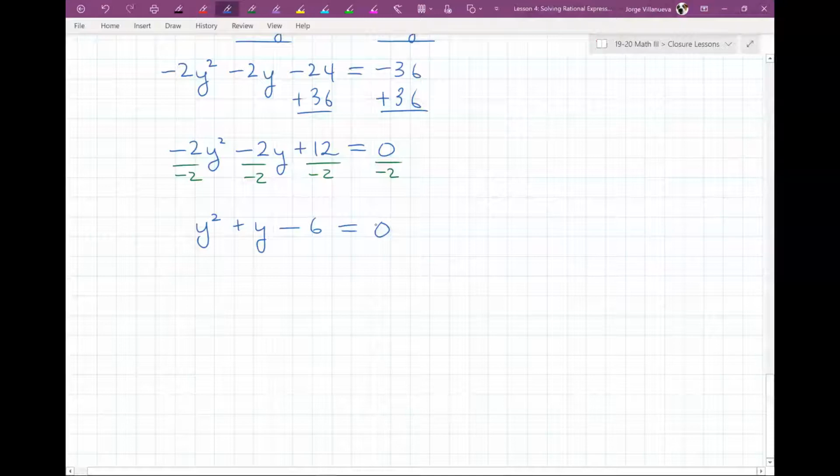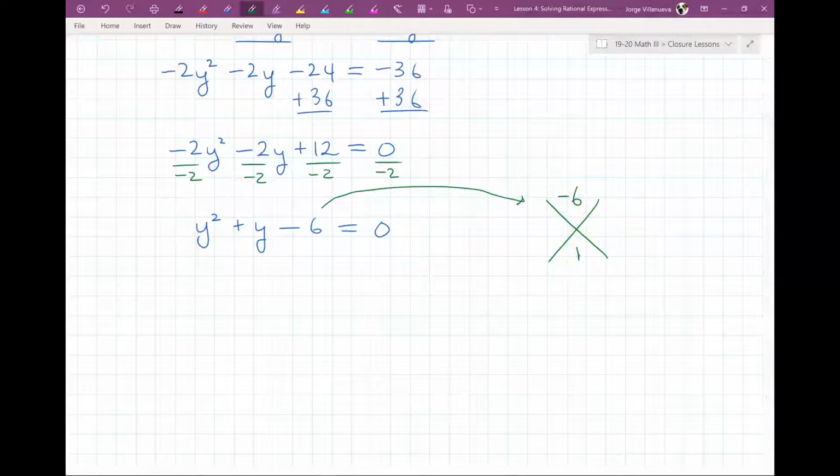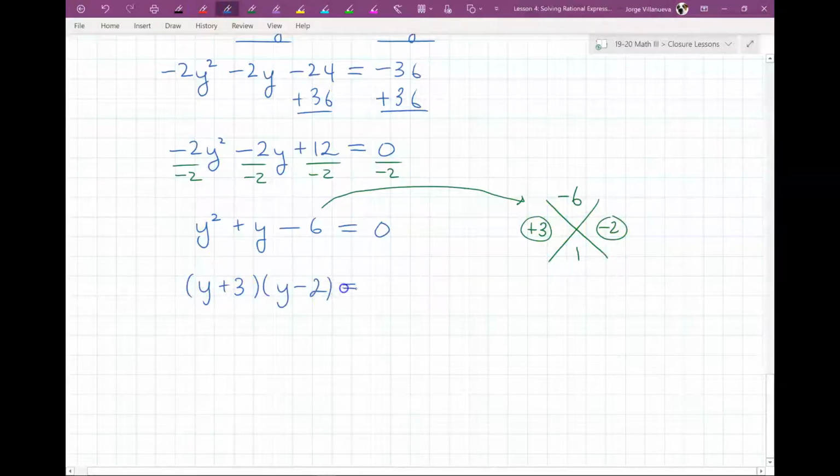Now in order to solve, I'm going to have to factor. So let's do an x method here for this thing. We're going to do an x method. So a minus 6 goes here, a positive 1 is there. Two numbers that multiply to negative 6 and add up to a positive 1 would be a positive 3 and a negative 2. So this will be y plus 3, y minus 2 equals 0.